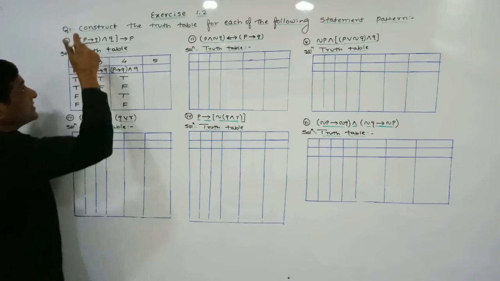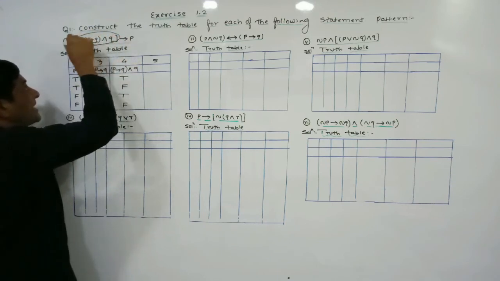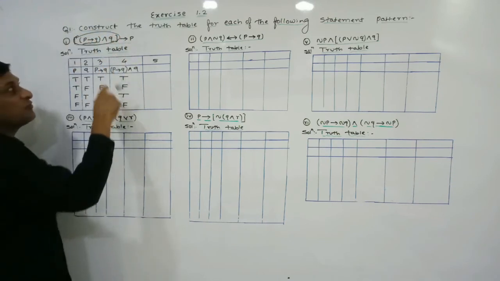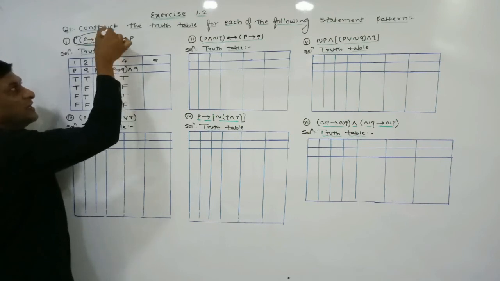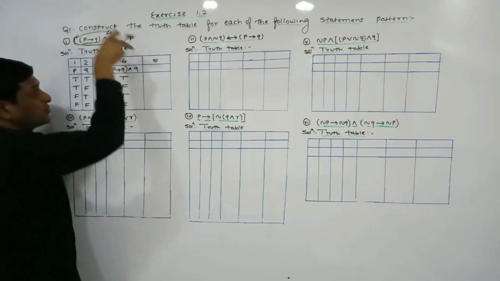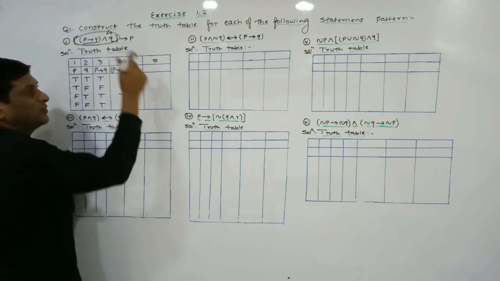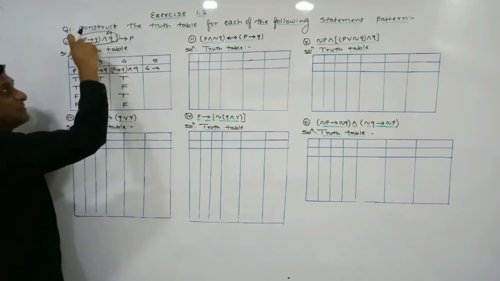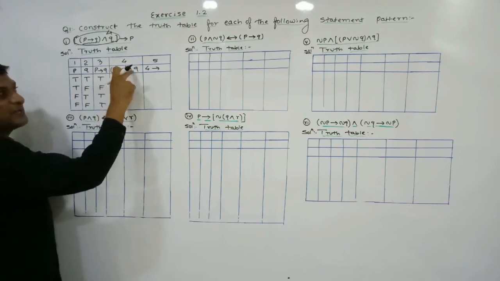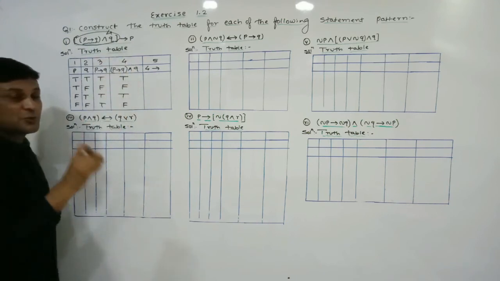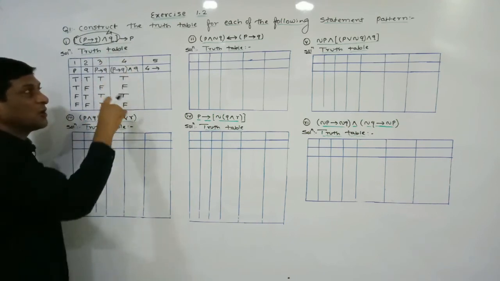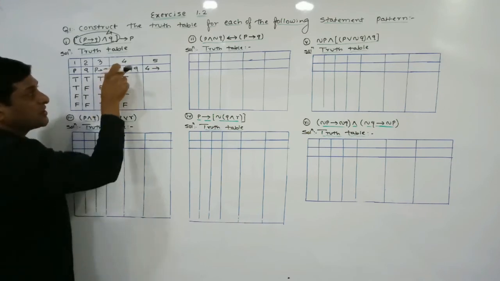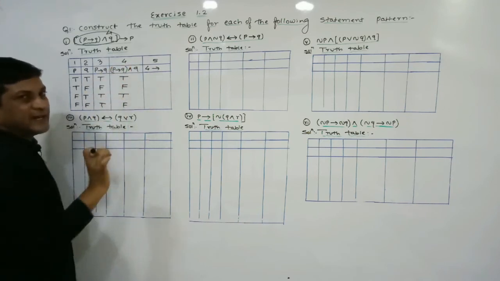Now this part lies in which column? The 4th column, so it will become 4. So instead of writing this whole statement, just write down 4. 4 means the statement P implies Q and Q, whose truth value lies in the 4th column. So instead of writing this whole statement, simply write down 4.